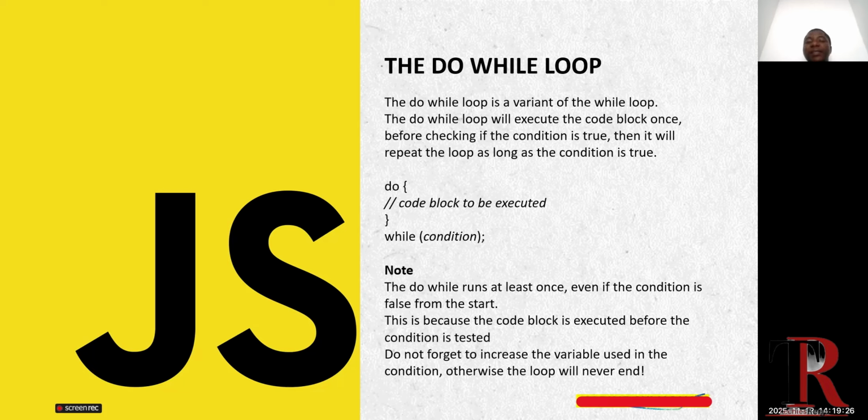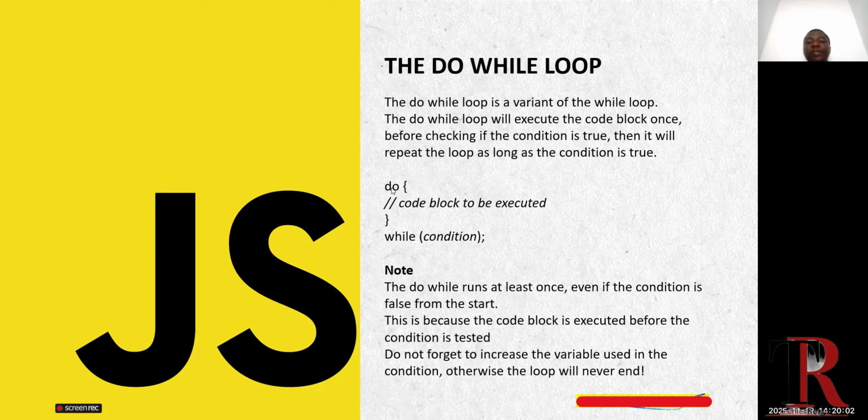So in this lesson, we are going to be taking a look at a variant of the while loop, which is called the do while loop. The do while loop will execute the code block once before checking if the condition is true. Then it will repeat the loop as long as the condition is true, which means that once this code runs once, if the condition is true, it will repeat that loop and continue execution. But once it hits false, it will stop executing.